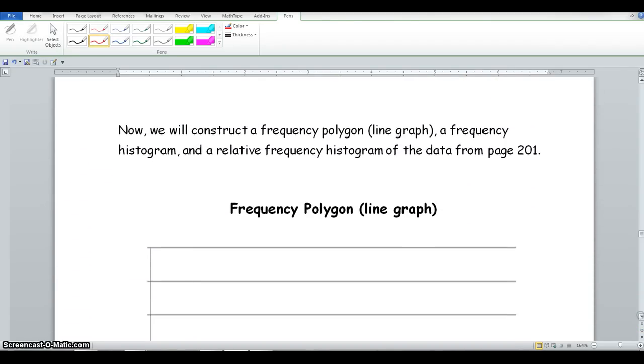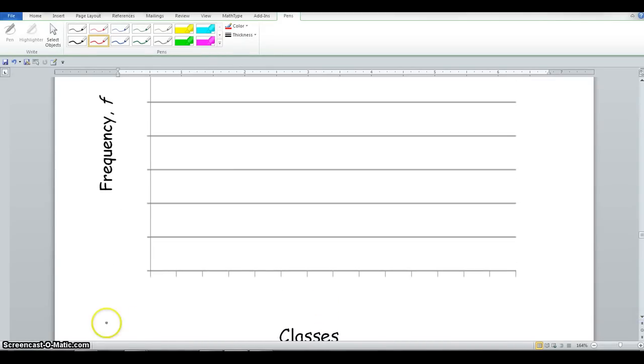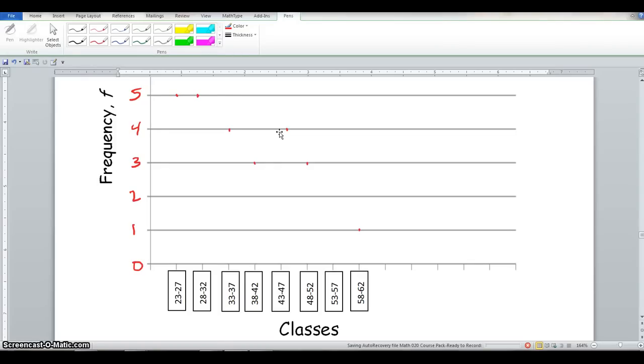Now, we will construct a frequency polygon line graph, a frequency histogram, and a relative frequency histogram of the data from page 201. Okay, class, as you can see, I took the time to construct this graph here. As you see here, I have plotted the points. First, I put the classes down according to their class width, and then I put the frequencies down the side. So now I plotted the points here, and we're going to do a line graph. So we will connect these points.